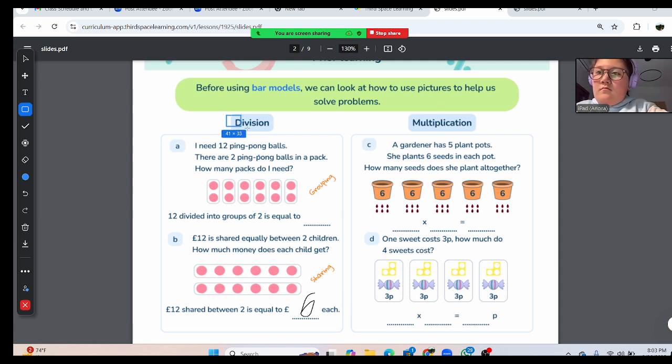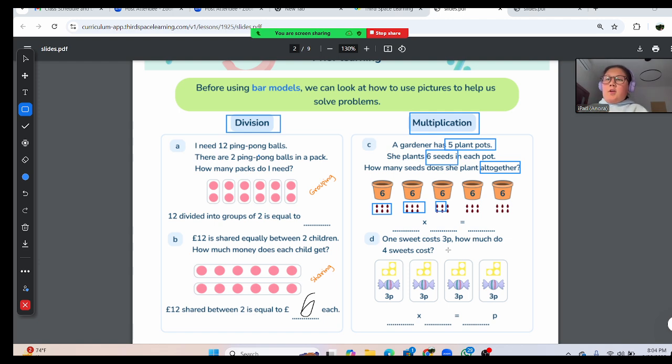So this was the case of division. We can also use this for multiplication. Like a gardener has 5 plant pots. She plants 6 seeds in each pot. In each there are 6, 6, 6. So how many seeds does the gardener plant altogether? Exactly. 30. Perfect. 5 times 6, you would write 30 here. Next one.